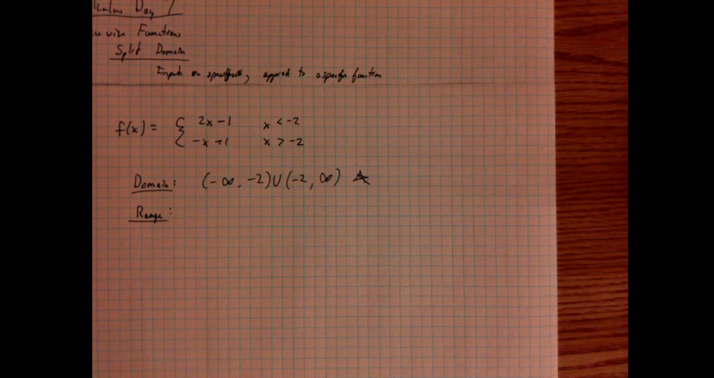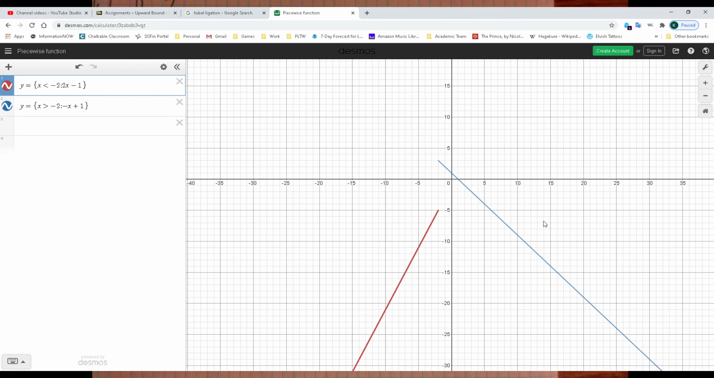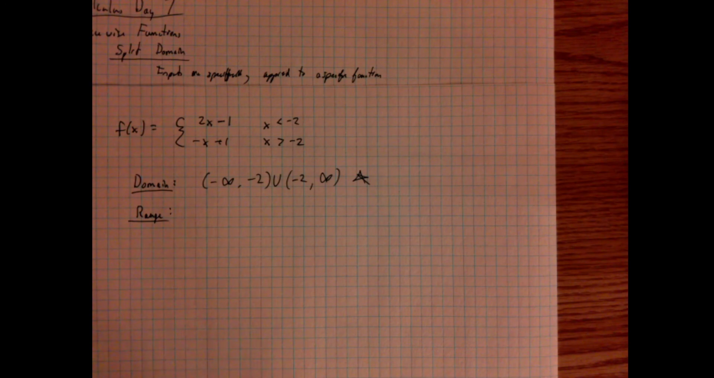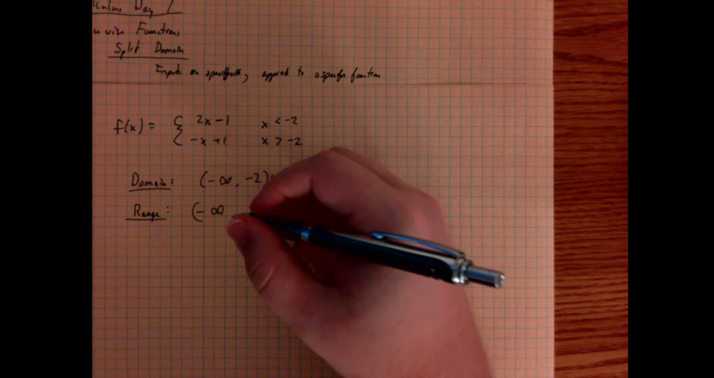Well, let's go back to that graph. So, what's the lowest value we have in this graph? Well, if you look at this graph and you zoom out some, you'll see that the red line and the blue line both go down forever. Which means that for this function, -infinity is the lowest possible value we have.